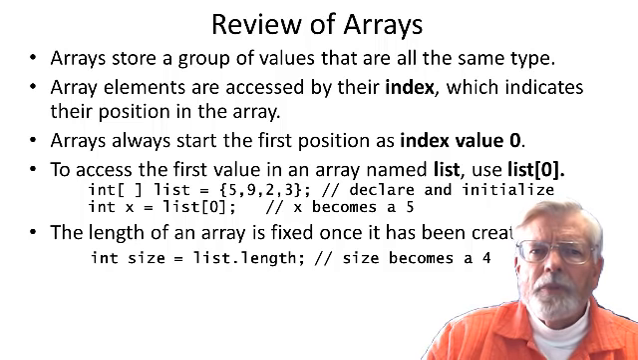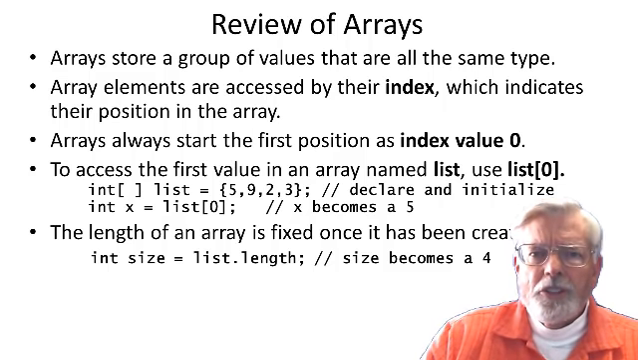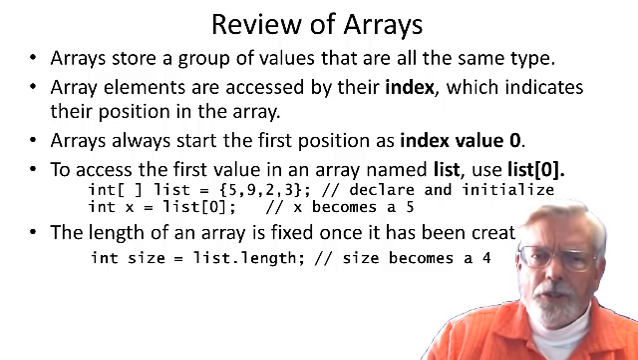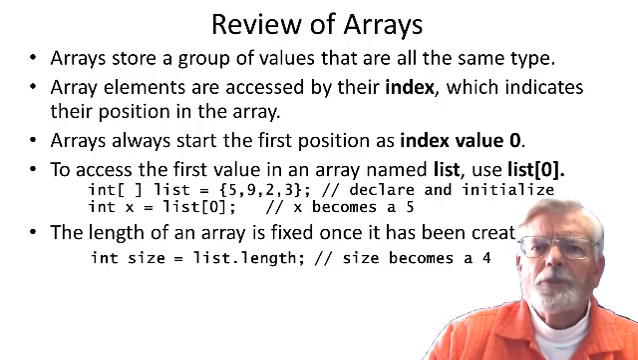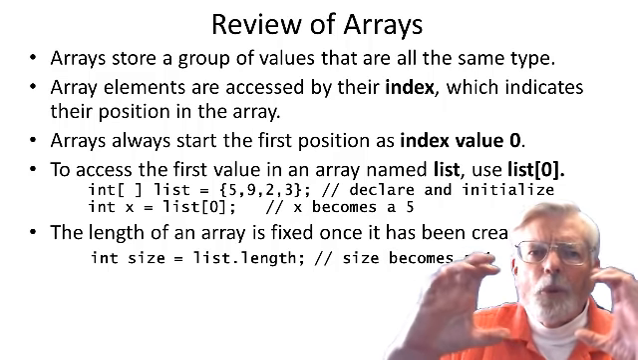Review of arrays. Arrays store a group of values that are all the same type. Array elements are accessed by their index placed inside square brackets, which indicate their position in the array. Arrays always start the first position as index value 0. To access the first value in an array named list, use list sub 0, or list with the 0 inside the square brackets.